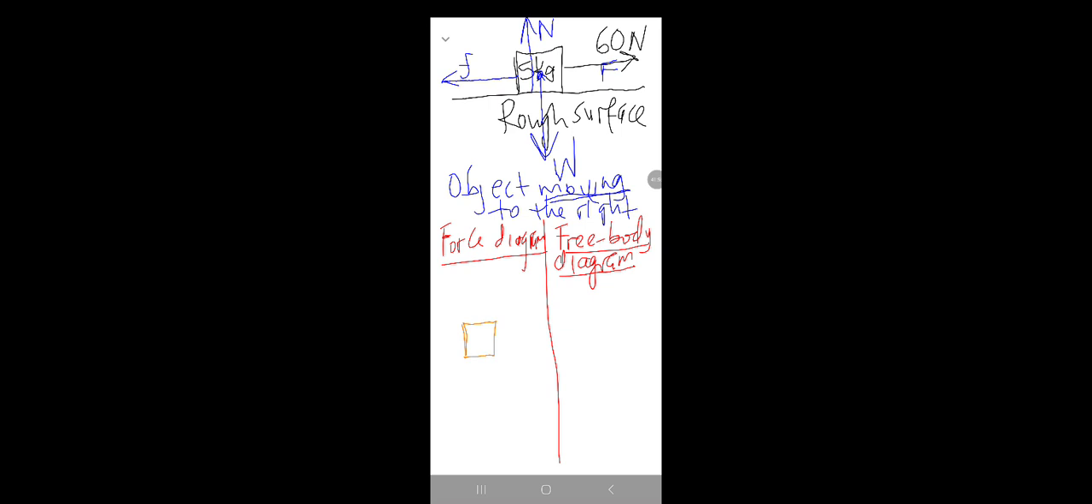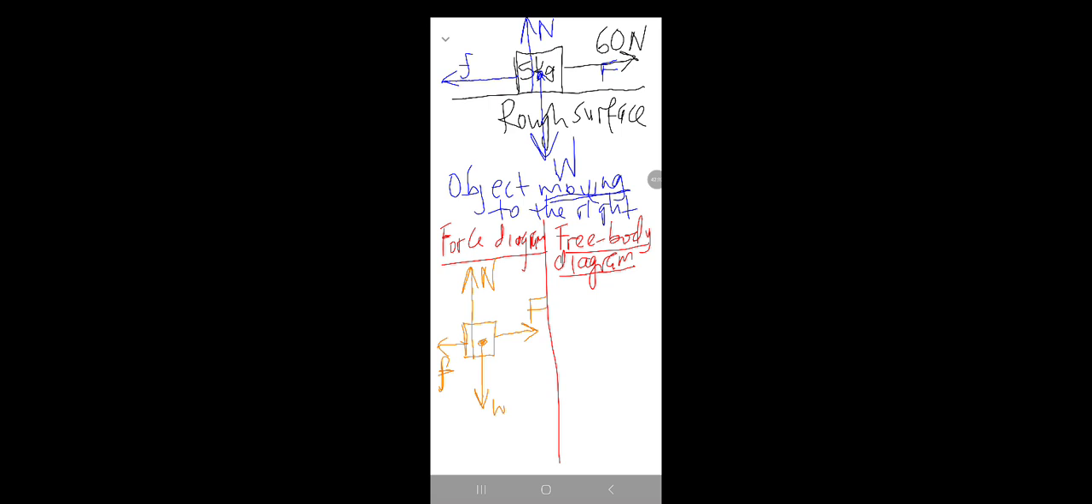Like this. Let's label the forces acting here. There's weight, there's the normal force, there's the force applied, and here there is a small letter f, friction. That is your force diagram.